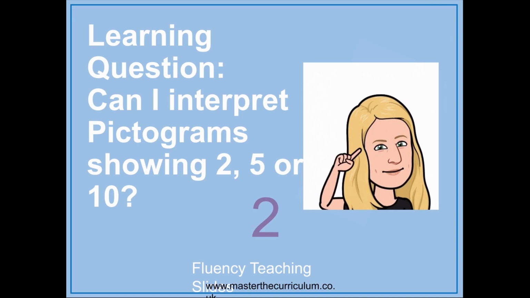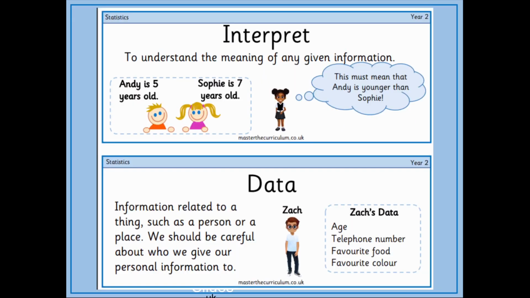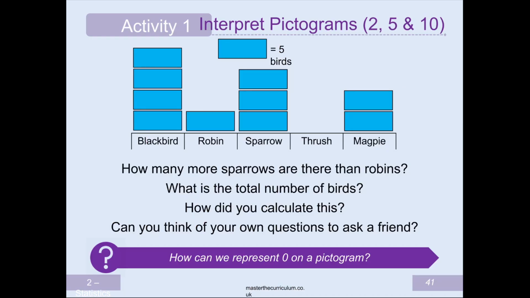Let's show you. Here they are. Here are those very important vocabulary. Did you get it right? Interpret is to understand something, really, to understand the meaning of any given information. And data is information related to a thing, such as a person or a place. Let's start with today's lesson.